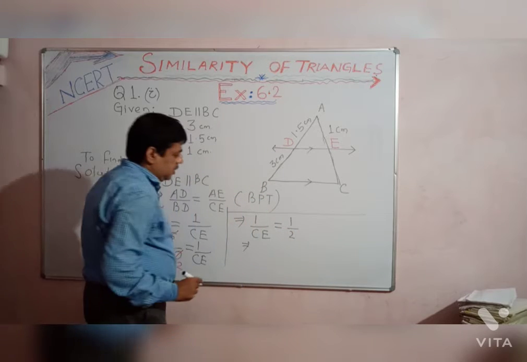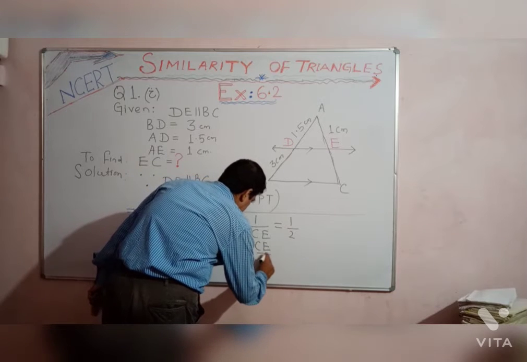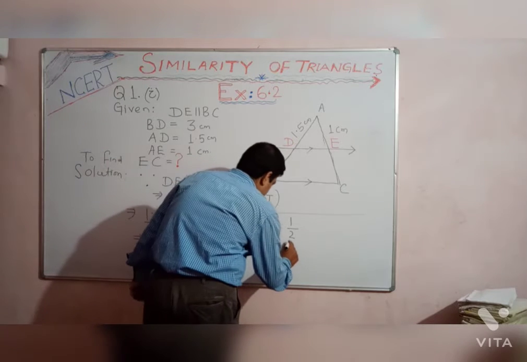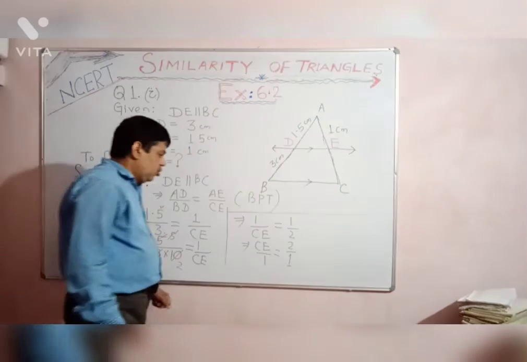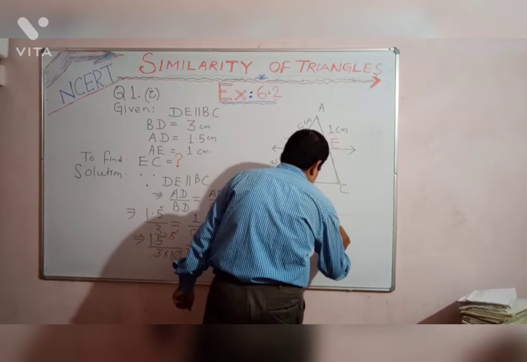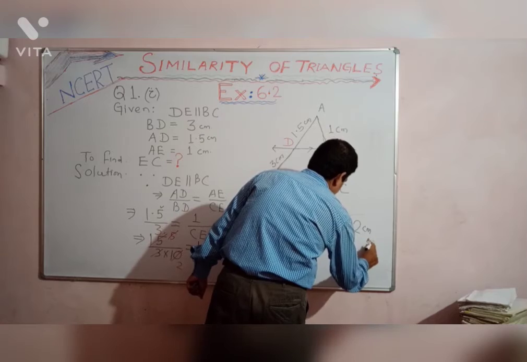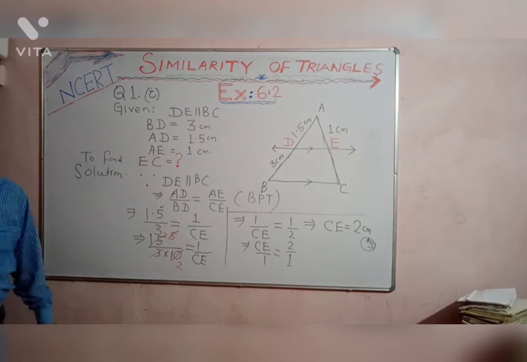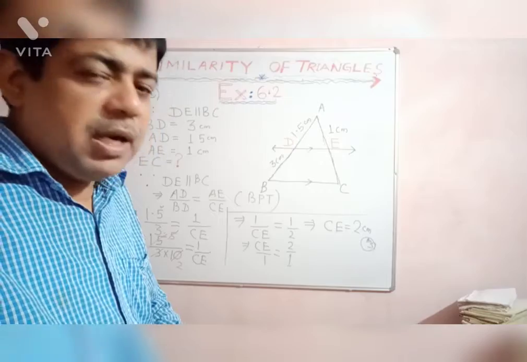So 1 upon CE, and take the reciprocal. If you do the reciprocal, it will be CE upon 1. If 1 upon CE is equal to 1 by 2, then CE upon 1 will be 2 upon 1, according to the properties of proportion. Okay, understand? So that implies you will get CE is equal to 2 centimeter. Is it clear? The length of CE is 2 centimeter. This is the required answer. Is it clear, students? Understand? It's a very simple problem based on the concept of BPT, and I hope you will practice it.